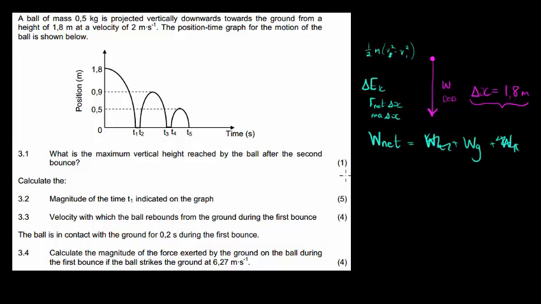Oh well, I suppose let's look at what question we should answer. They say, what is the maximum vertical height reached by the ball after the second bounce? So here's the 1, 2, 0.5. You agree? So we've answered that question. Calculate the magnitude of the time indicated on the graph. So we want time. I think acceleration, yeah, the mass acceleration one will do.